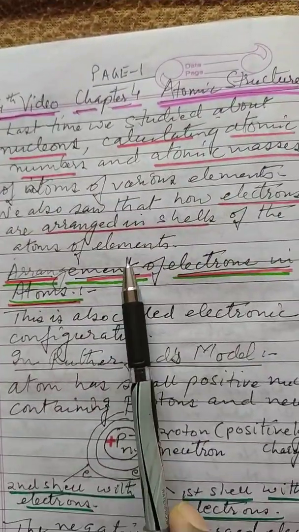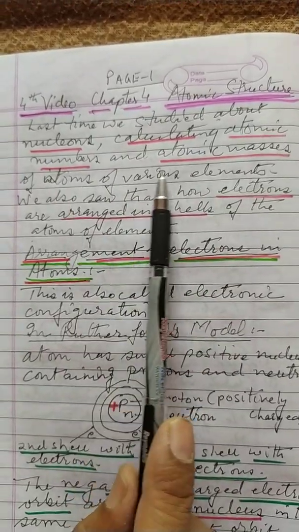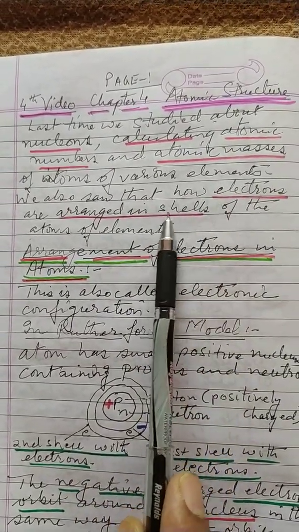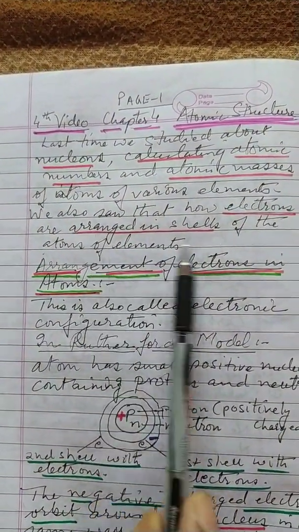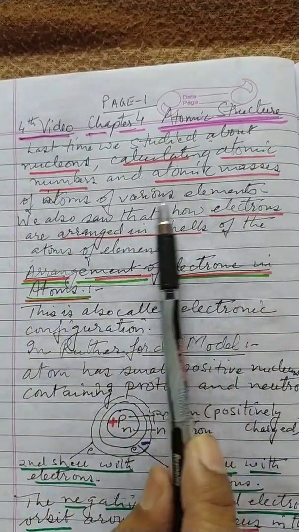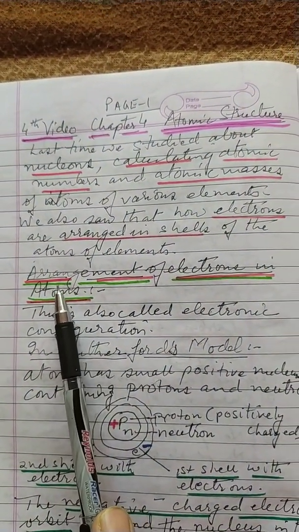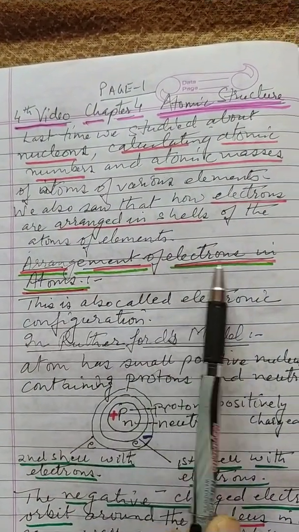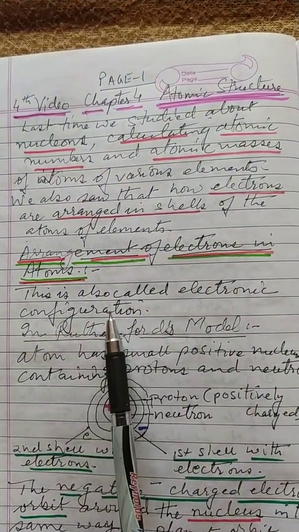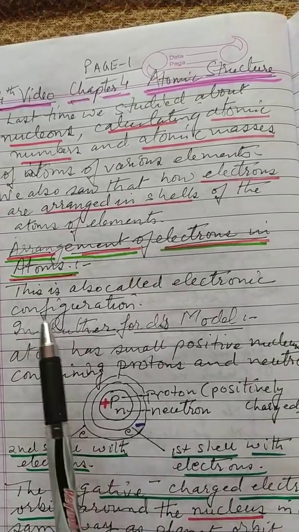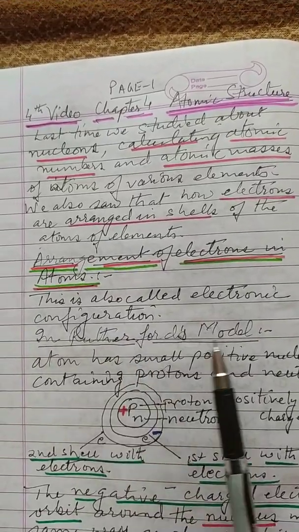We learned last time how to calculate atomic numbers and atomic masses, and we also saw how protons, neutrons, and electrons are arranged in the atom, with electrons in the shells. Now let us look specifically at the arrangement of electrons in atoms. This is also called electronic configuration. We will finally come to the definition of this, but before that, let us look at Rutherford's model.